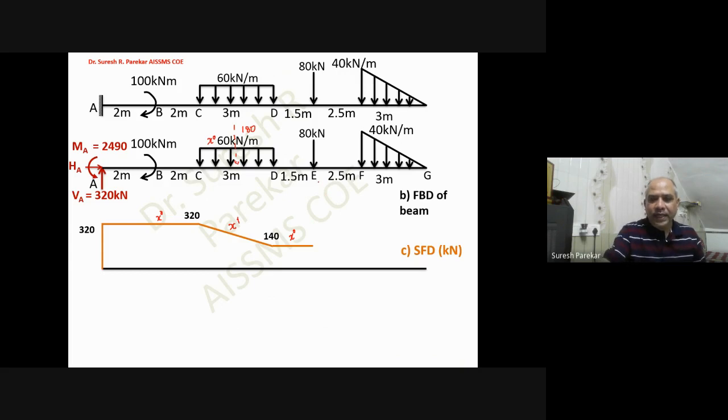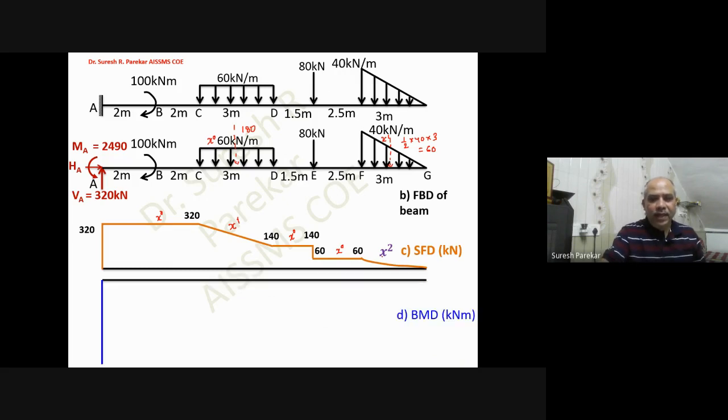Then here we have 80. It will go down, which will be minus 80, gives 60 kilonewton. Then no load between E to F, so we will get it as x to the power 0. Then this value will remain as it is. And then at G, we have 0 because of 60. If we find the value, the total load of this will be half into 40 into 3, and again it comes 60, and then it becomes 0. Now here we have x to the power 1, so it will be x to the power 2. So likewise, we have to draw the diagrams.